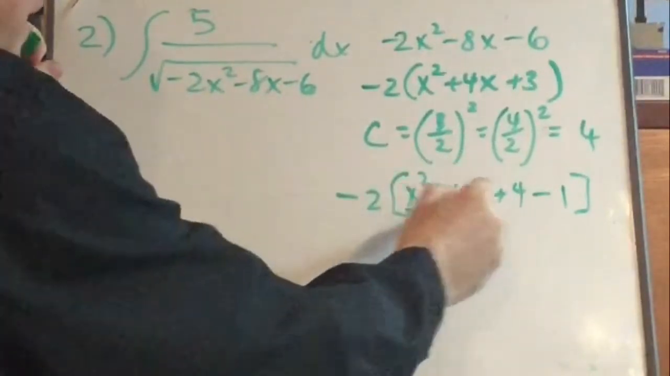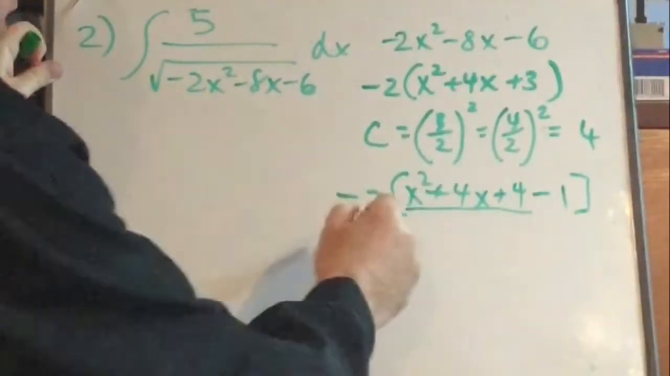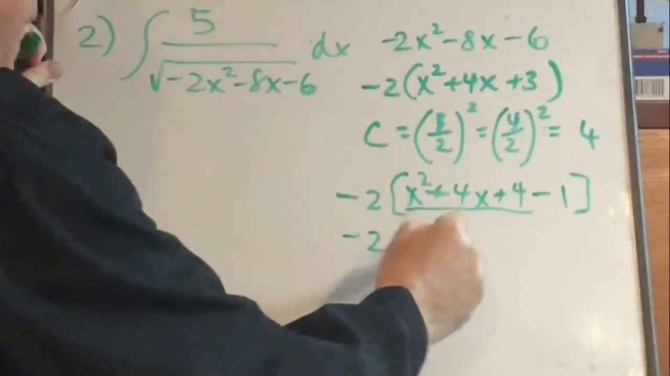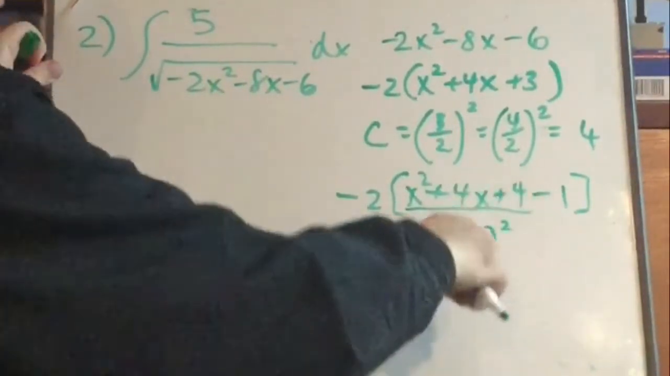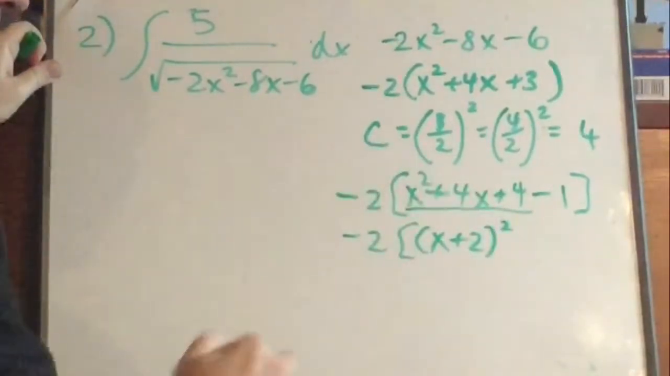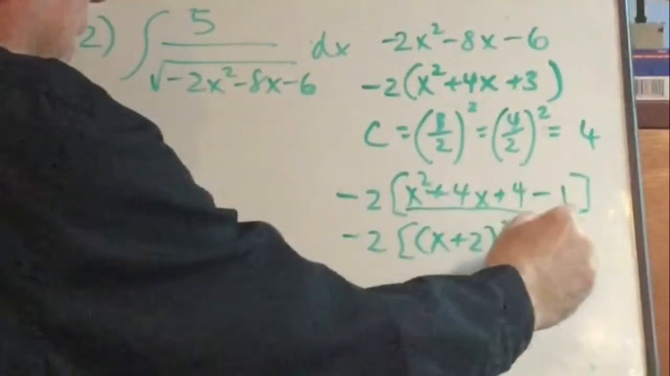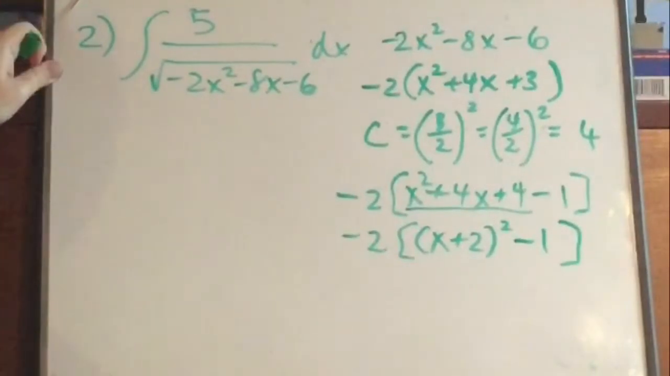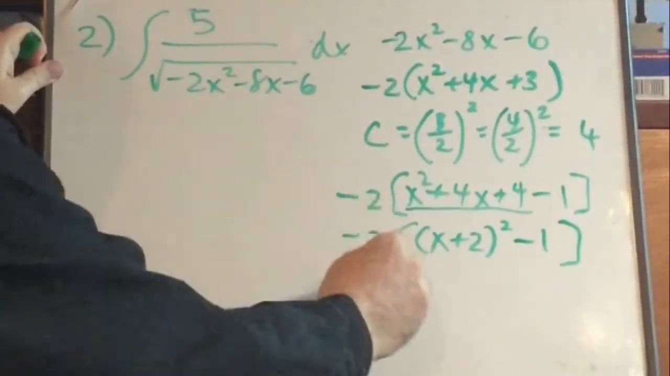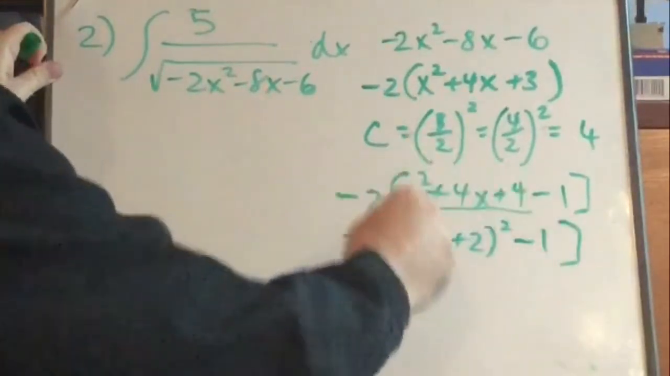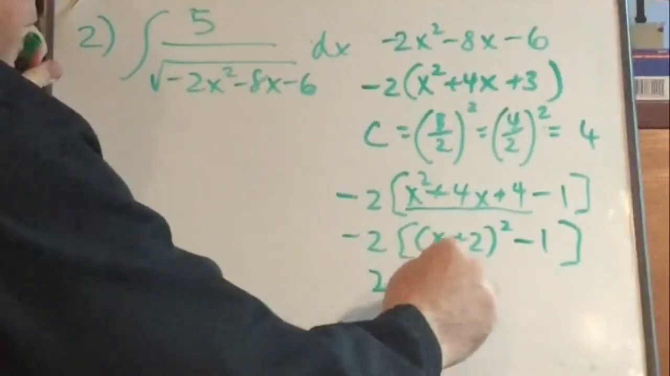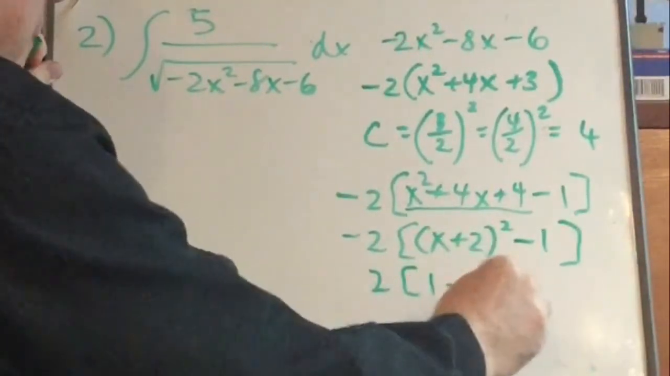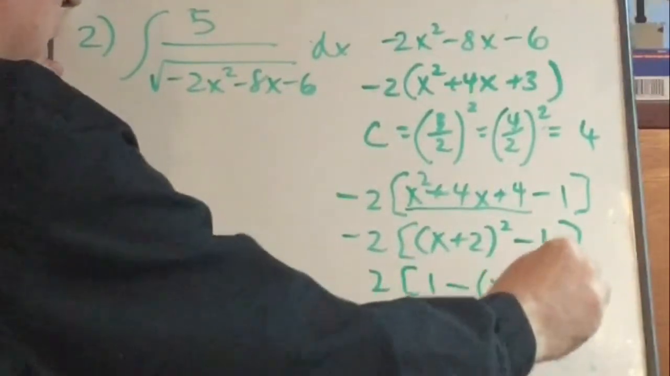I can now rewrite this trinomial as a perfect square trinomial. It's going to be x plus 2 quantity squared. It's always going to be half of whatever the middle number is. And then minus 1. And one last thing I'm going to do here, I'm going to make this negative 2 into a positive 2 by factoring a negative 1 out of the quantity inside the brackets, which will leave me with a positive 1 minus x plus 2 quantity squared.